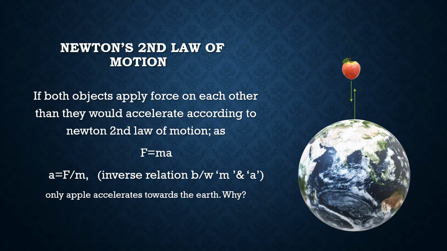If objects apply force on each other, then they would accelerate towards each other according to Newton's second law of motion. It is defined as F is equal to ma. From this relation, we get a is equal to F divided by m. And here is an inverse relation between acceleration and mass of the object. So, the higher the mass, the lower will be the acceleration. In the case of the apple, the mass is very small, so it would accelerate greatly towards the earth. That's why the apple accelerates towards the earth and the earth does not.